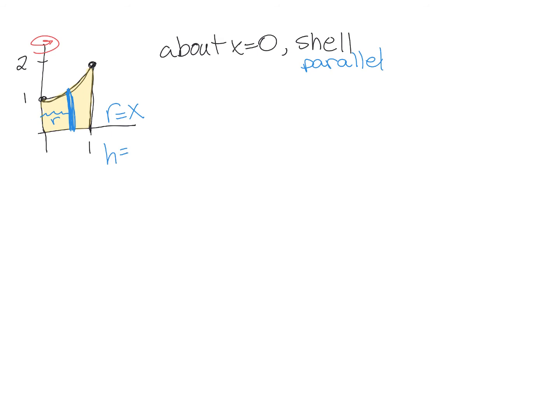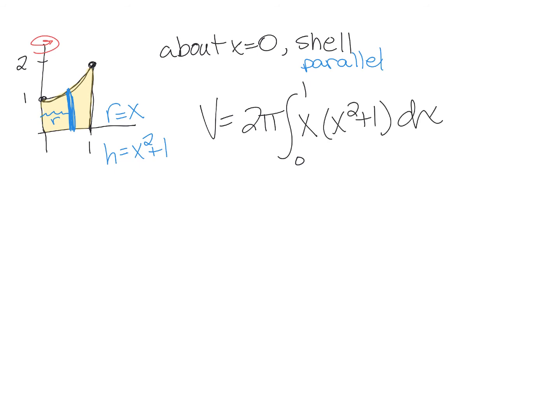And remember, the shell method is 2 pi rh. R is x, h is going to be the height of the curve, and we're doing it with dx, so x squared plus 1 is sufficient. We are integrating along the x-axis from 0 to 1. R is x, height is x squared plus 1. We're doing it with respect to x.